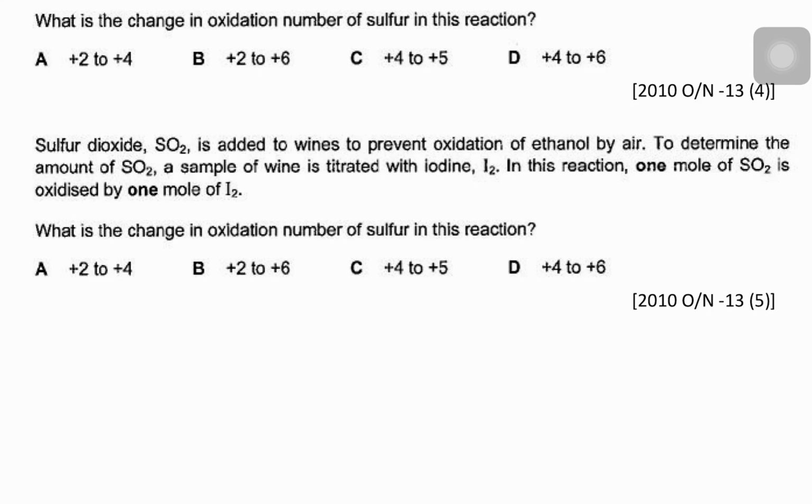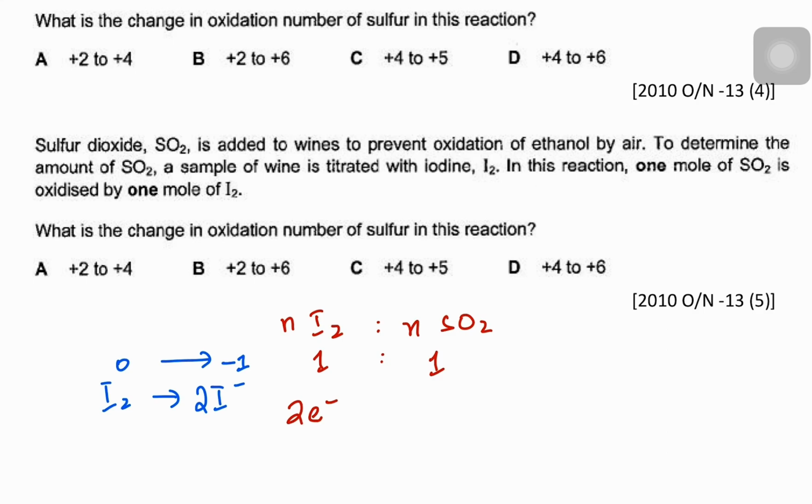Now it's very important. The mole ratio of iodine and sulfur dioxide is 1:1. We always know that iodine changes from I2 to iodide ions. It means the change in oxidation number for iodine is 0 to -1. So iodine gains an electron, but there are 2 atoms. It means 2 atoms are gaining 2 electrons. So 2 electrons gained.